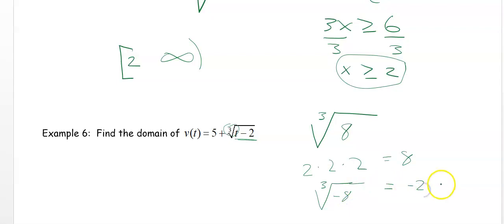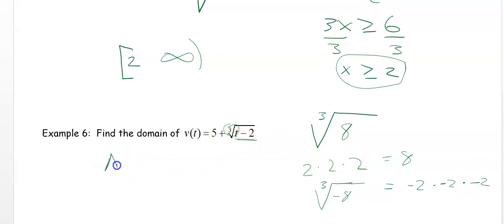Yes, I can, because when you multiply 3 negatives, you get a negative. The problem with the even roots is you're always multiplying an even amount of numbers together, and each pair of numbers creates a positive no matter what the sign of the original number was. Here, if you have a negative, it is possible to take the cube root of a negative number.